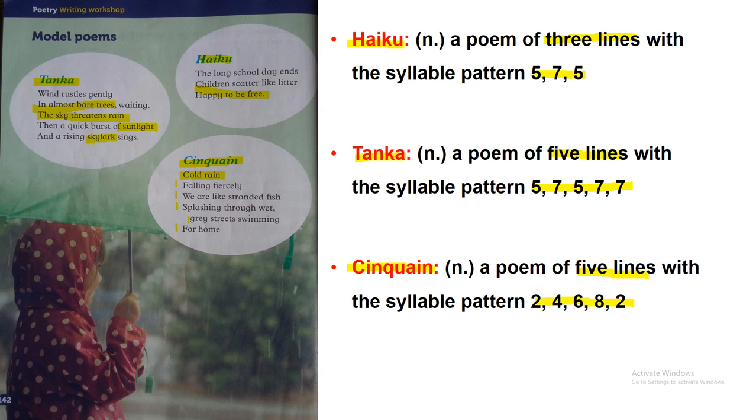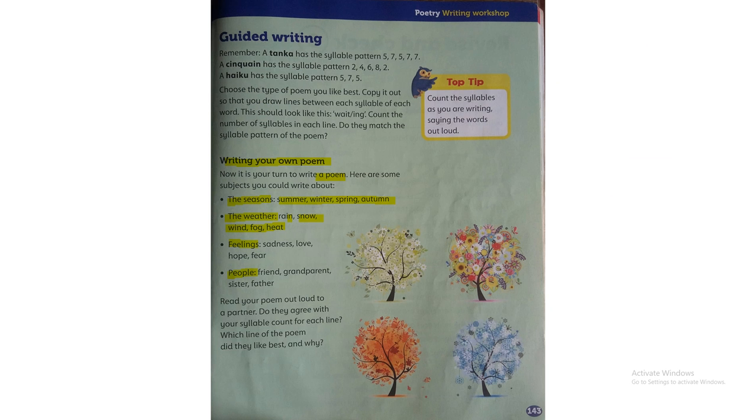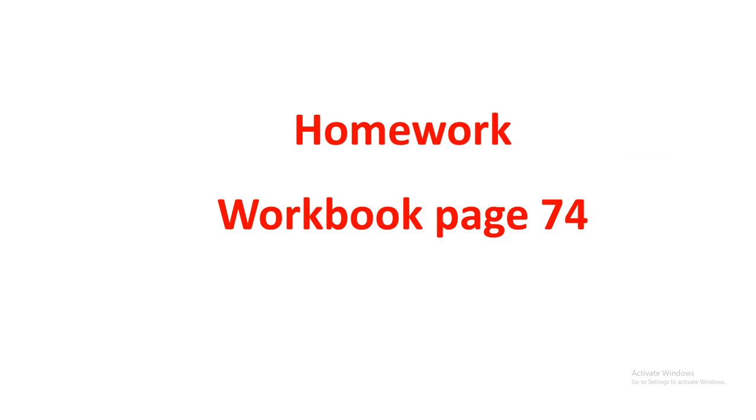So open your book. Try to write a poem like the one that you have on page 142, the model poems. Write the type first. After that, the title, like the sinkan here, we have a title. After that, start writing the poem and take care of the number of lines and the syllable pattern. So this is your homework, to write your own poem. You have another homework in the workbook page 74.